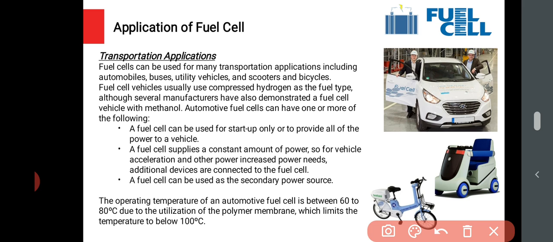That means if your primary source is failing, then you can run the motor, run the vehicle on fuel cell. The operating temperature of an automotive fuel cell is between 60 to 80 degrees centigrade, and that is why the proton exchange membrane or polymer membrane fuel cell is most suitable for application in the field of transportation.